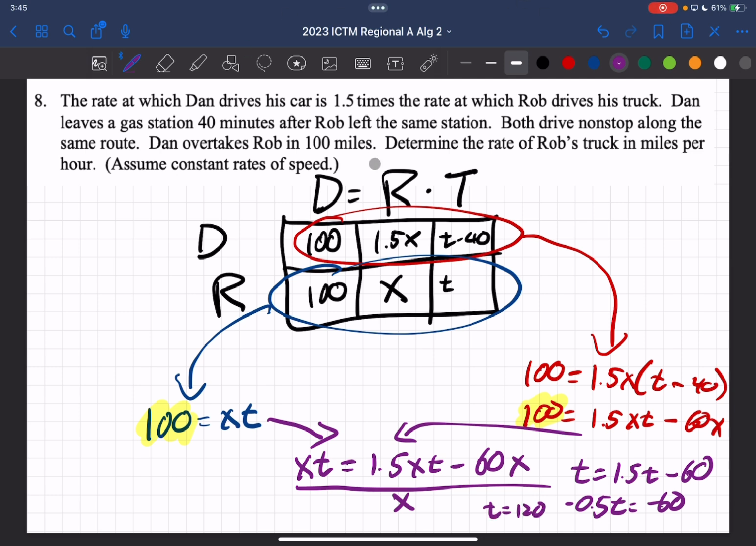Now, this is going to be in minutes. How do I know that? Because when I subtracted 40, that was 40 minutes. So the time that it took Rob was 120 minutes. So for Rob, that was 2 hours. So to get his rate, x equals 100 over 2. So that means 50 miles per hour. So that's how we get our answer of 50.